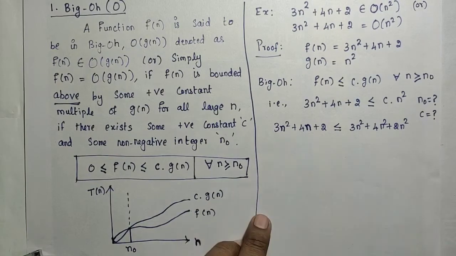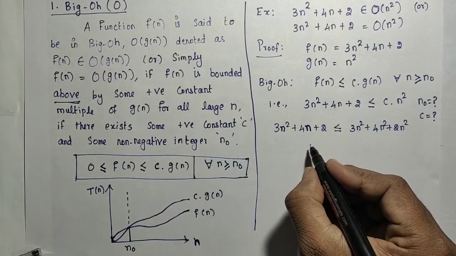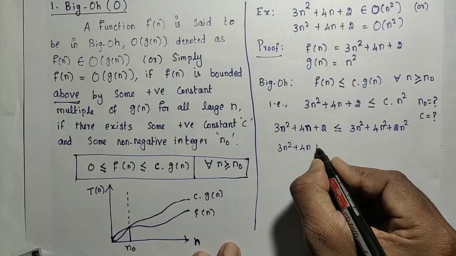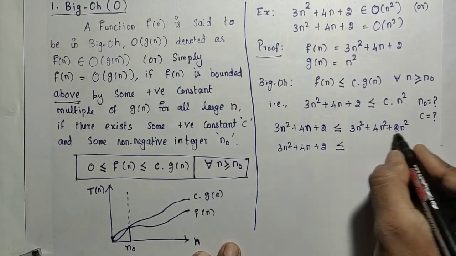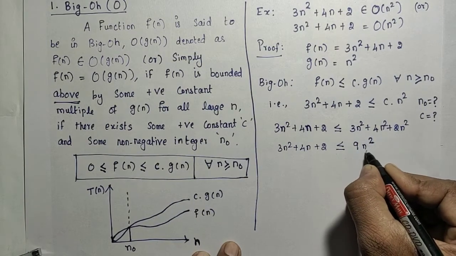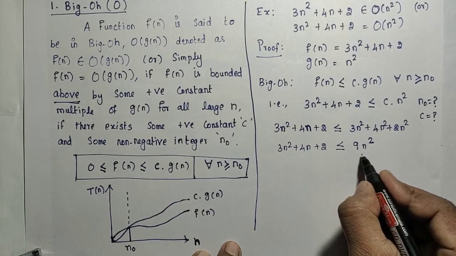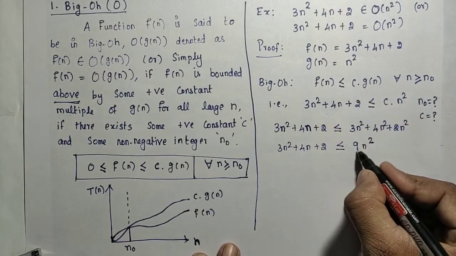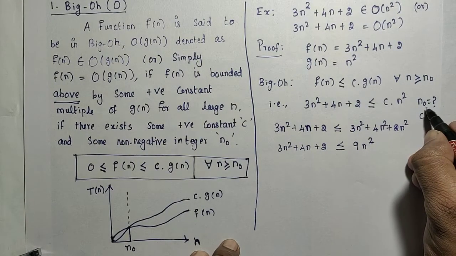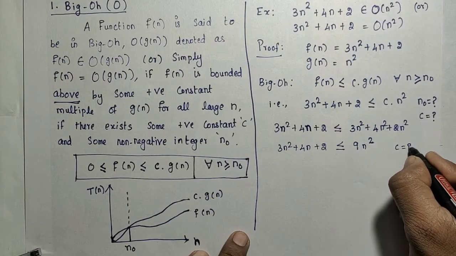So now we can say that 3n squared plus 4n plus 2 is less than or equal to 9n squared. So this is to obtain that constant, 9n squared. Like that we can say that this is less than or equal to 9 n squared, that only we have to prove. So we can say that c equal to 9. Then we need to say after which n naught value this condition is true. So we obtain that c equal to 9.